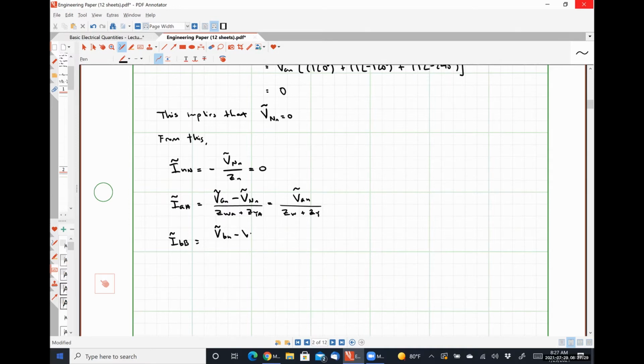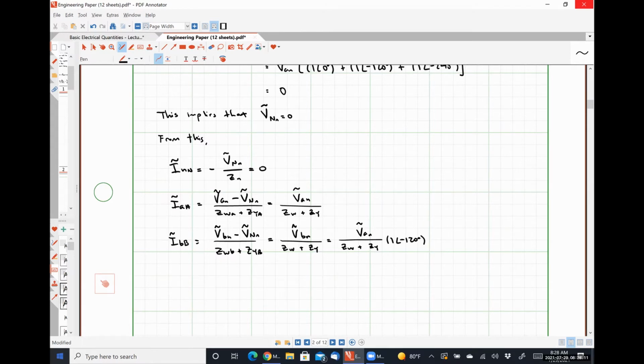is V_BN minus V_Nn over ZWB plus ZYB, which now looks like V_BN divided by ZW plus ZY. But we can actually take this one step further and say that it looks like V_AN over ZW plus ZY times 1 angle negative 120 degrees.